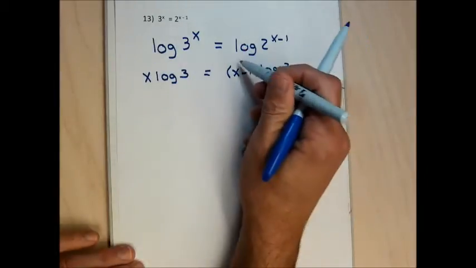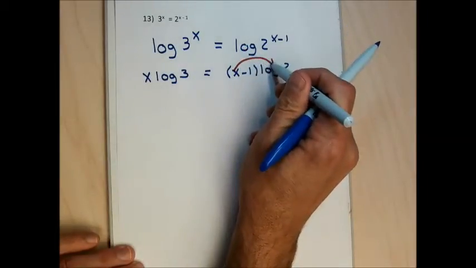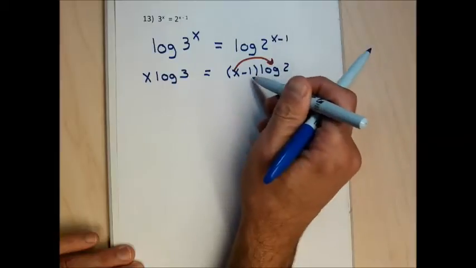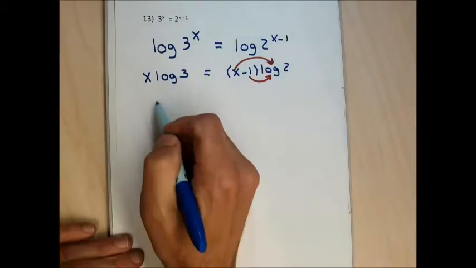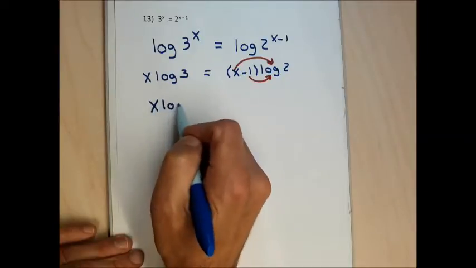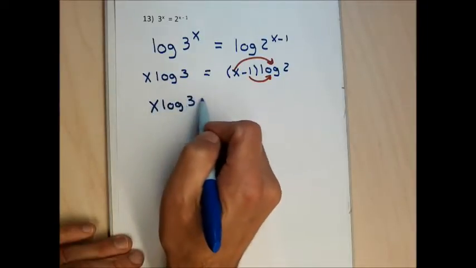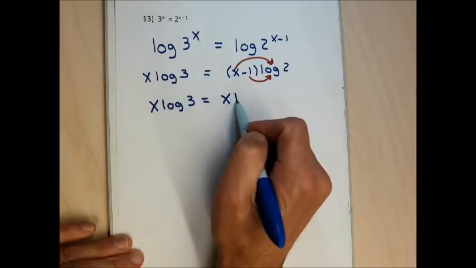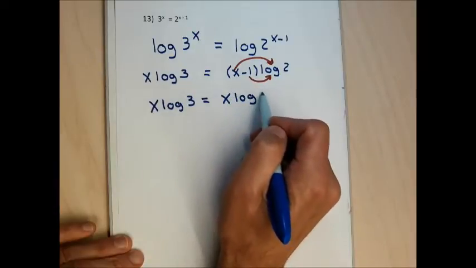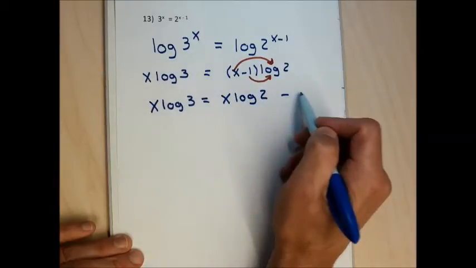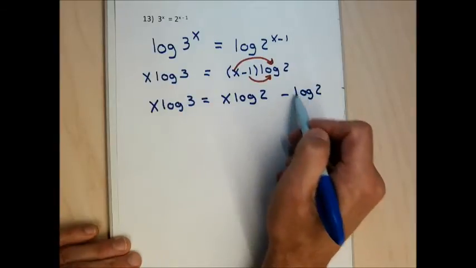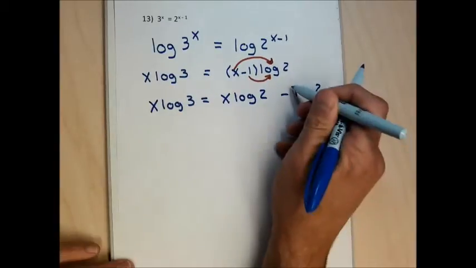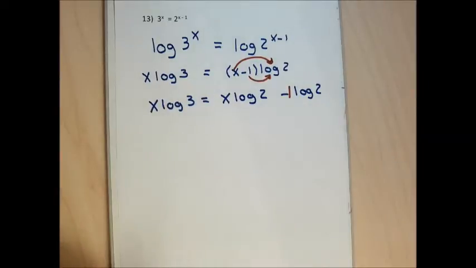Now I'm going to clear that parentheses by multiplying out the x times the log of 2 and the minus 1 times the log of 2. And that's going to give me x log of 2 minus 1 log of 2. And I don't need to write that 1 in front of the log, but I could have the 1 written in front of this logarithm here if you care to, but it's not necessary.